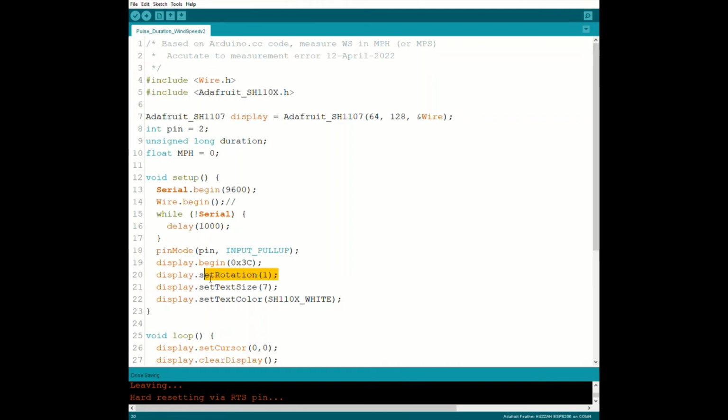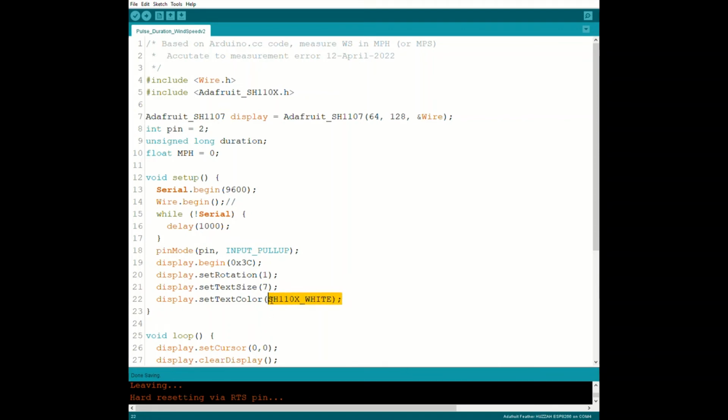Again, the set rotation, the set text size. Now, the text size goes from 0 to, I think, 8. 7 seems to work the best for me. 1 is okay, but it's pretty small. Really, I'm just displaying two or three digits. If it fills up the screen and makes it easy to read, I'm fine with that.